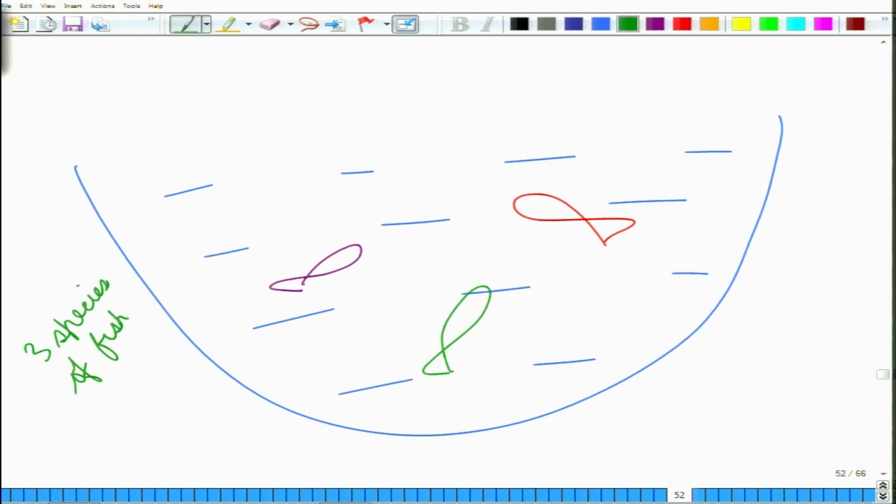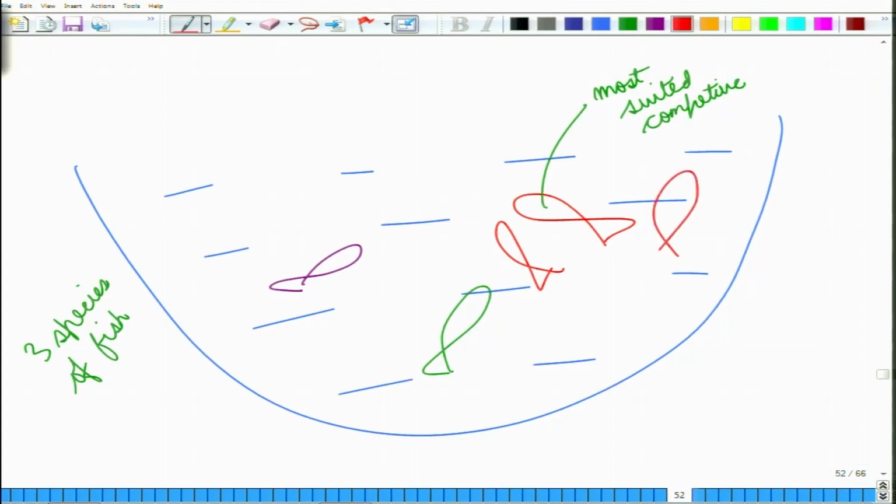of fish. Now, suppose these 3 species are such that the red one is the most suited or the most competitive, and it is so competitive because it is so efficient in getting its food that it would even eat the food of the purple fishes and the green fishes. So, if you have this situation, in a very short period you will find that this fish would increase in its numbers and the other fishes would get exterminated, and then after a while you will have this pond that only has a single variety of fish, which is the red fish.